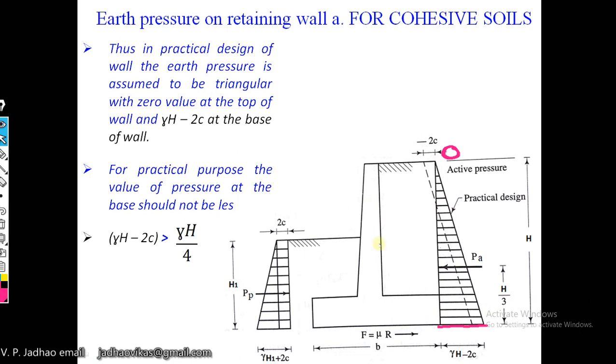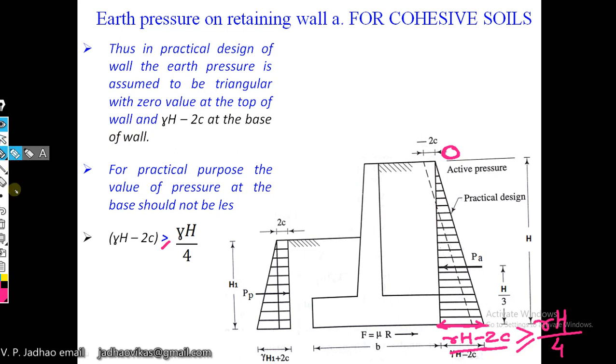At the base this value will be gamma H minus 2C, but this particular value should be more than or equal to gamma H divided by 4, where gamma is the unit weight of your soil mass, H is the total height, and C is the factor for cohesive soils. So this is how we will be taking the earth pressure intensities for cohesive soils.